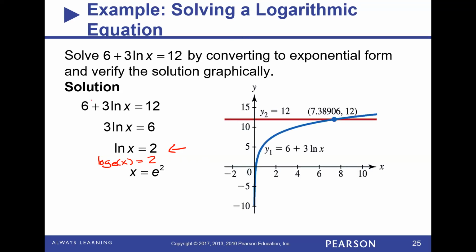Okay, and because I did start with a log in the first place, I am just going to plug the original back in. So I'm going to plug this side in Y1 and this side in Y2 and just verify that that is actually the answer. And this is e squared. e squared is actually 7.38906. Again, this will be my exact answer and that would be my approximated.